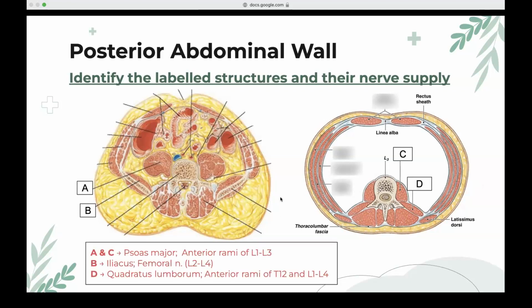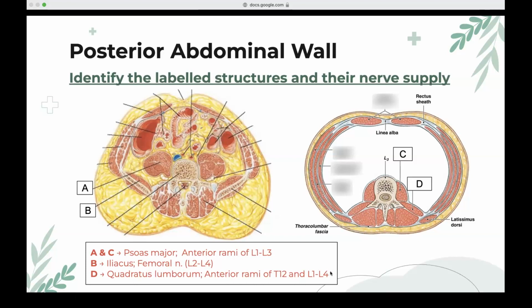Okay. Do we need to know the nerve supply? I think so, because I saw it once, if you understand what I mean, but that's why it's good to know. Psoas major is mainly supplied by L1 to L3. The iliacus is supplied by the femoral nerve, and femoral nerve, you should definitely know its source, which is L2 to L4. And quadratus lumborum is from the anterior rami of T12 and L1 to L4. So try to memorize them if you can.